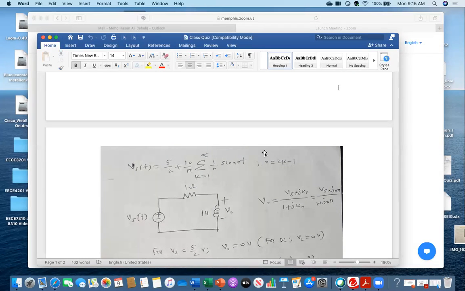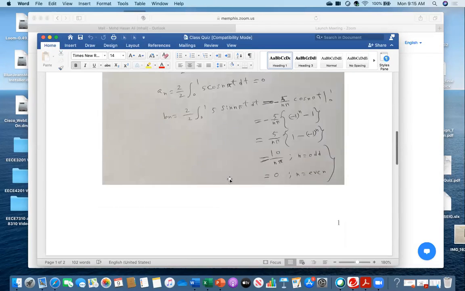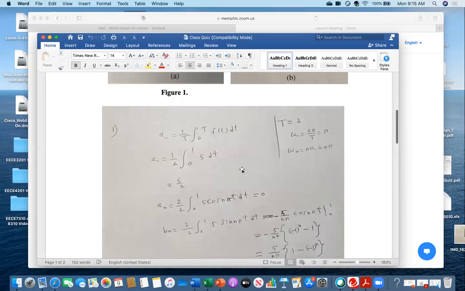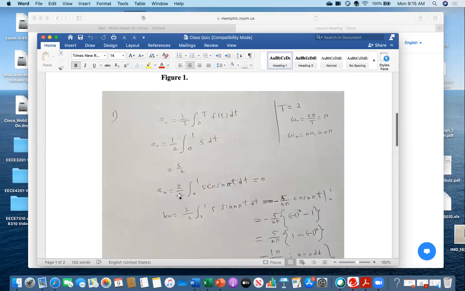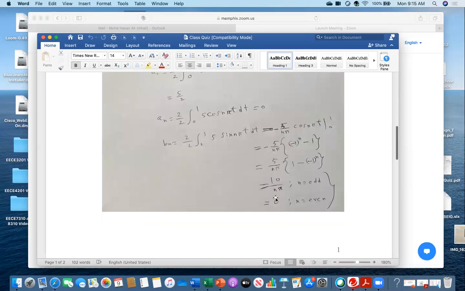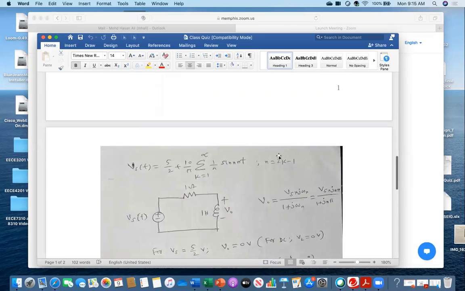So I think everybody was able to apply the Fourier techniques, right? Did you all get the same result for the quiz? A naught is 5 by 2, an is 0, and bn is like this, 10 over n pi if n is odd, or it will be 0 if n is even. So I'm assuming that you all got this one, and then this is your function.